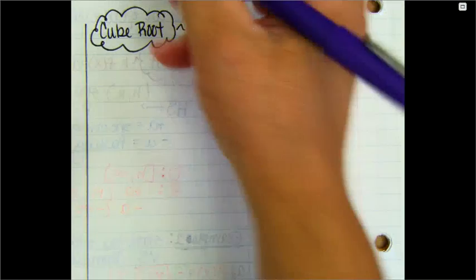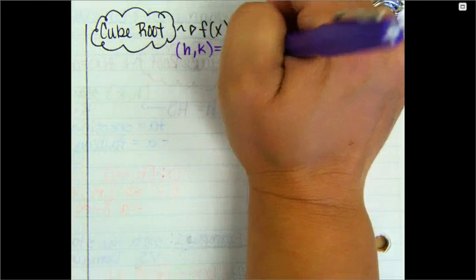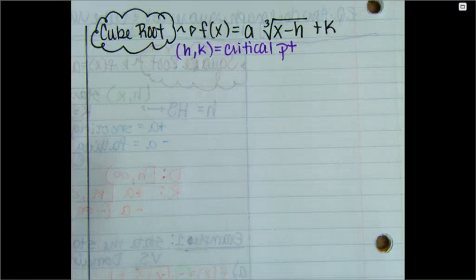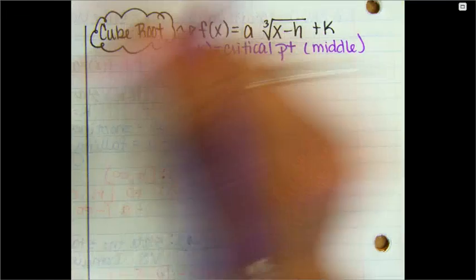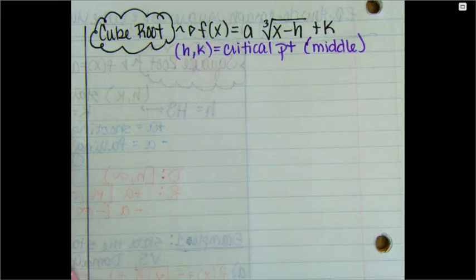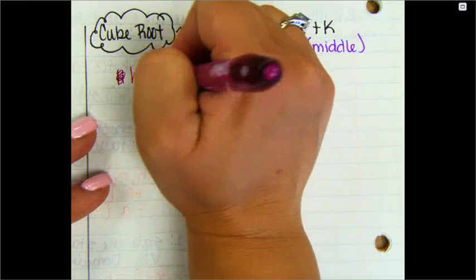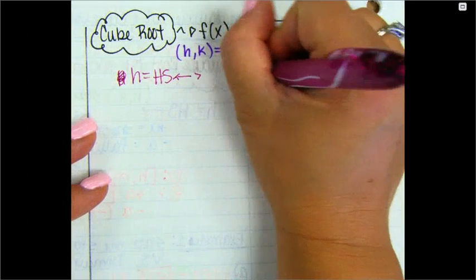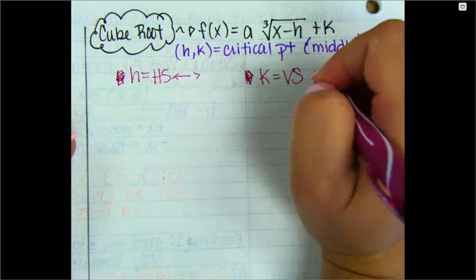Now our h and k is no longer a starting point. It's called a critical point. We're still going to need it, but it's a critical point because it's located in the middle. H still determines your horizontal shift, which is left and right. And k still determines your vertical shift, which is up and down.